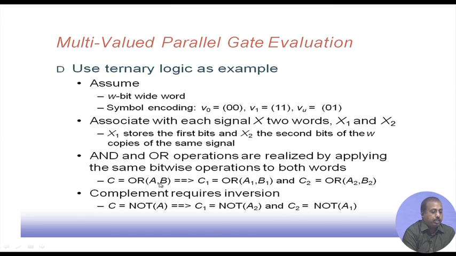If you are doing OR of A and B, then C1 equals OR of A1 and B1, and C2 equals OR of A2 and B2. Similarly, for AND, C1 equals AND of A1 and B1, and C2 equals AND of A2 and B2. So, if the symbol is encoded like this, we can take help of the multi-bit word of the host computer and do these operations in a single shot.